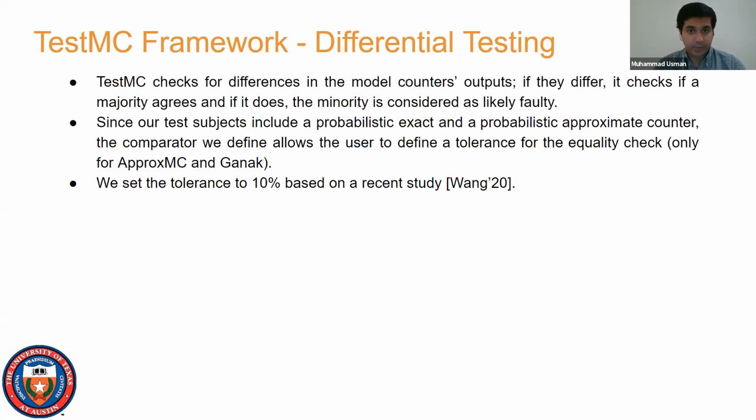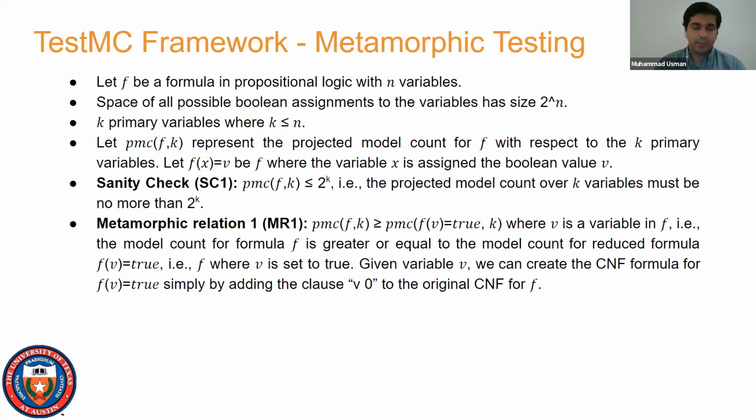One question which comes up right now is that we have a probabilistic exact and a probabilistic approximate counter, right? So there can be differences in their output. They are not exact model counters. For this, based on a study done recently in 2020, we set a tolerance value for projM and Ganak, where the study says that within 10% is appropriate. So if these 2 model counters give a count which is more than 10% different from the other 2 model counters, only then we consider them faulty. This is a user-based value, so the users can provide that value.